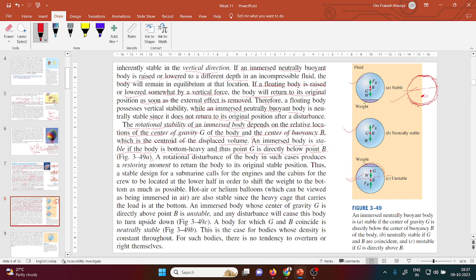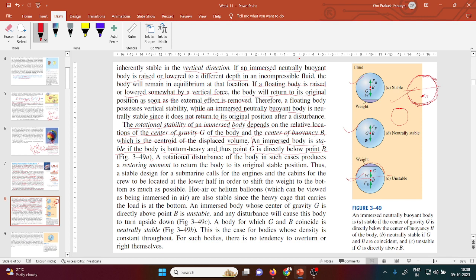Your center of buoyancy depends on what? Center of buoyancy depends on the volume of your body, whatever the body. It does not depend on the density of the body, it depends on the volume of the body. If you try to design something so that your center of buoyancy is above the center of gravity, what you will do is put the dense material in the below side from the center.